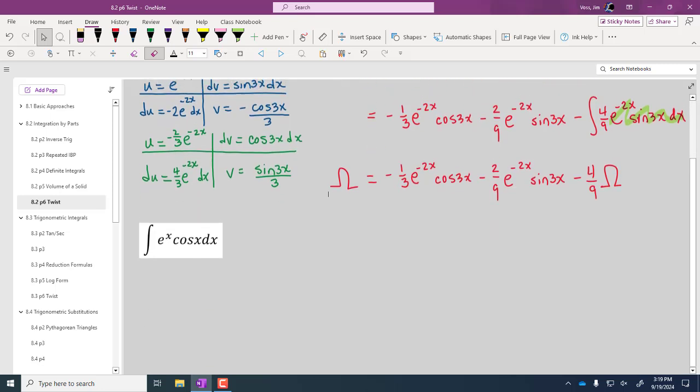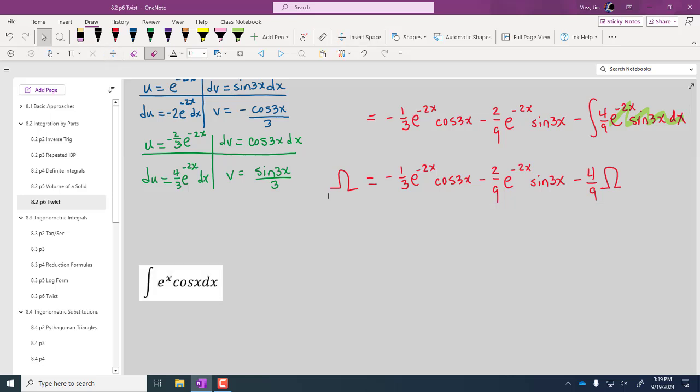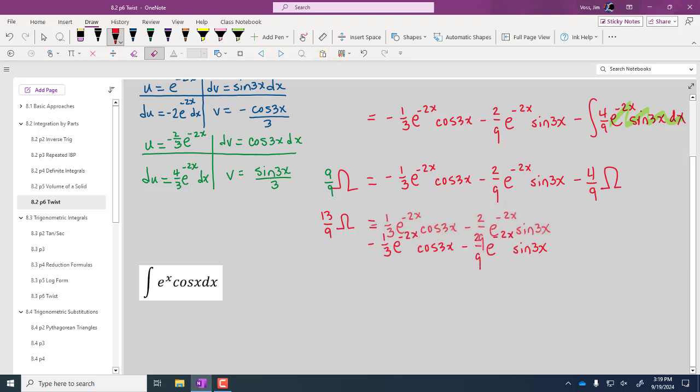Or something similar. So what are we going to do to solve for omega? Because that's what we're trying to do. We're trying to solve for omega. We're trying to rewrite omega. So we now want to solve that for omega. So what do we do to both sides? Add 4/9 omega. So on the left side, we're going to think of this as 9/9 omega. When we add, we're going to get 13/9 omega. 13/9 omega is going to be equal to all that.